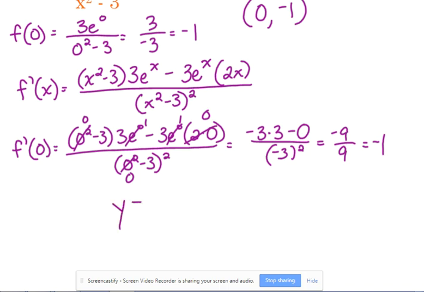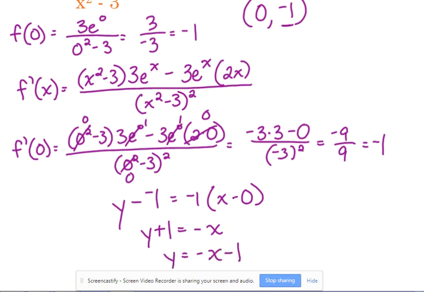So our tangent line is y minus negative 1, from our y value right up here, is equal to negative 1 times x minus 0. So that's y plus 1 is equal to negative x, or y is equal to negative x minus 1 if you put it in slope intercept form.